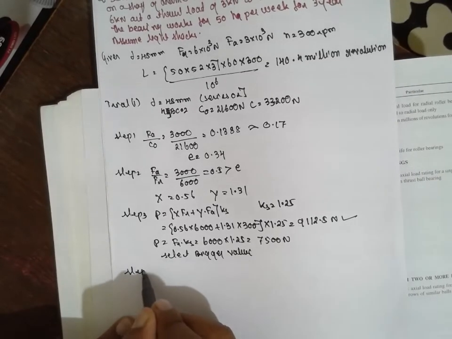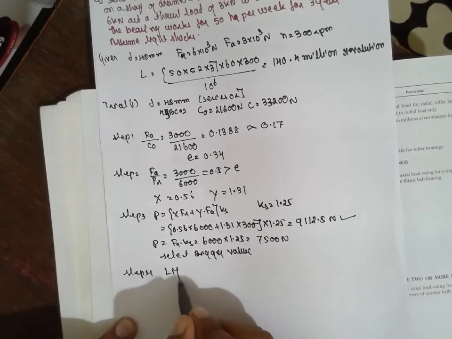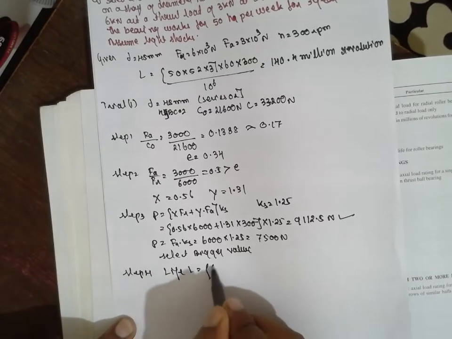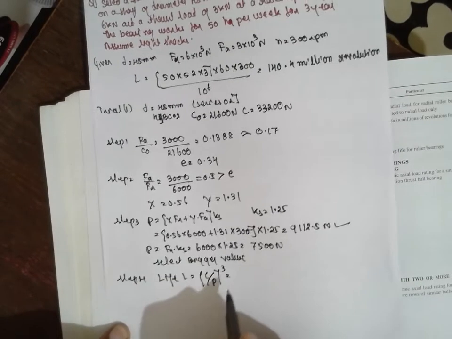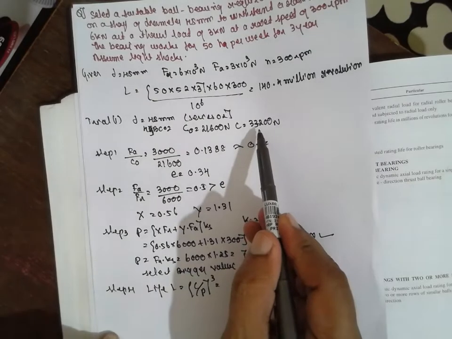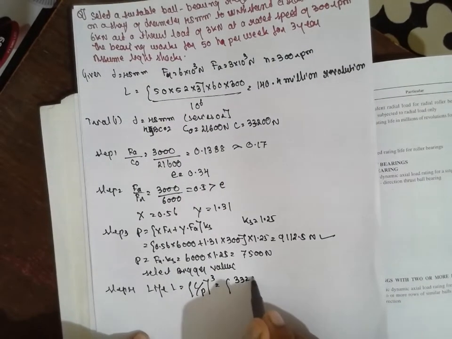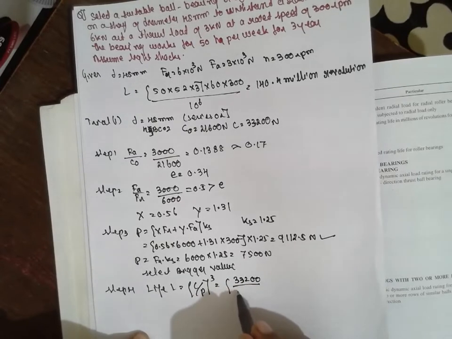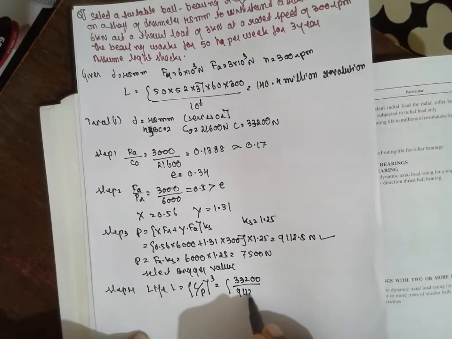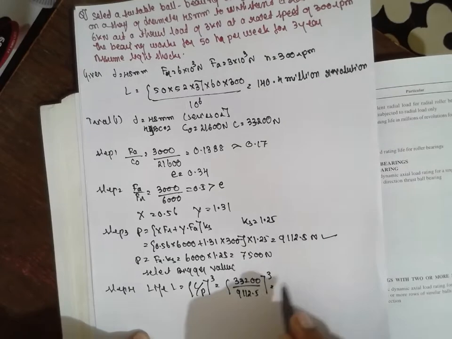Okay. After getting the bigger value, we are finding step 4, L, that is life. L is equal to C divided by P whole cube. What is C? C is already obtained from the data input. Substitute the value: 33200 divided by P, which is 11912.5, whole raised to 3.